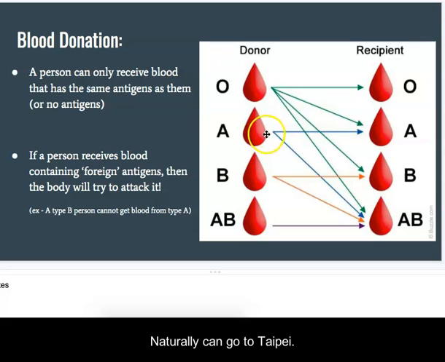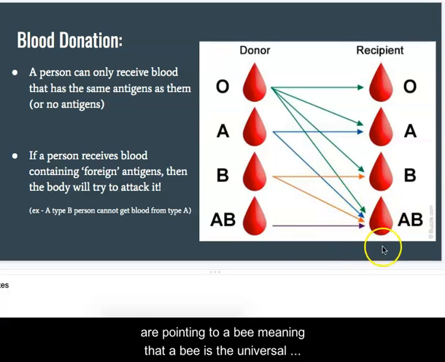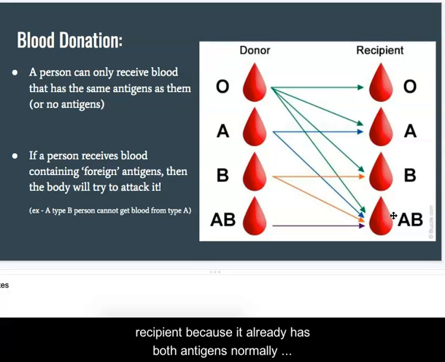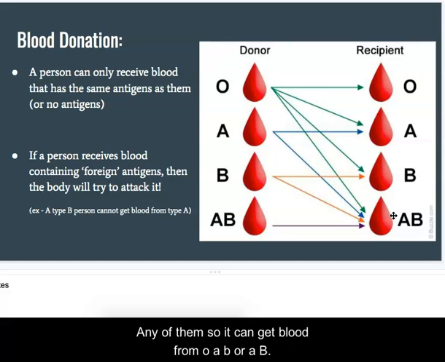A naturally can go to type A, but it also can go to AB. You'll see that all of the arrows here are pointing to AB, meaning that AB is the universal recipient. Because it already has both antigens, normally the body isn't going to fight any of them. So it can get blood from O, A, B, or AB.